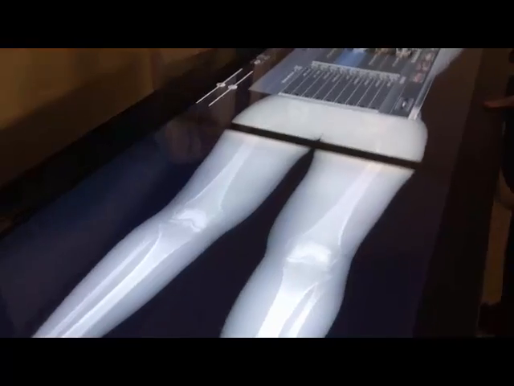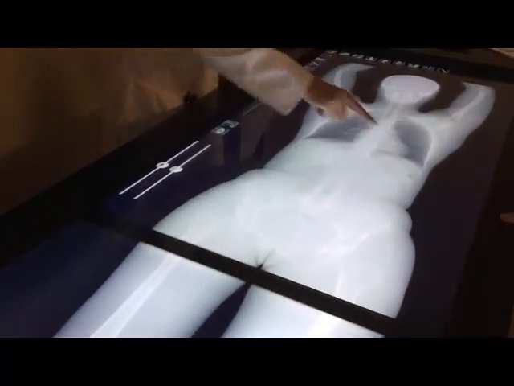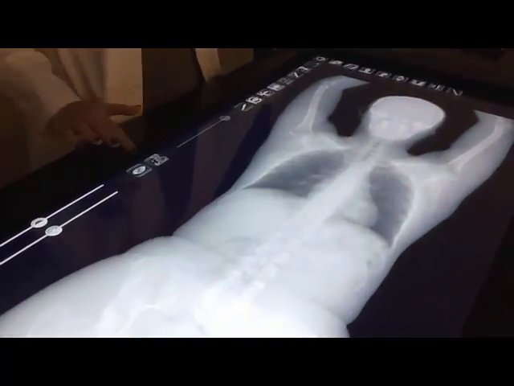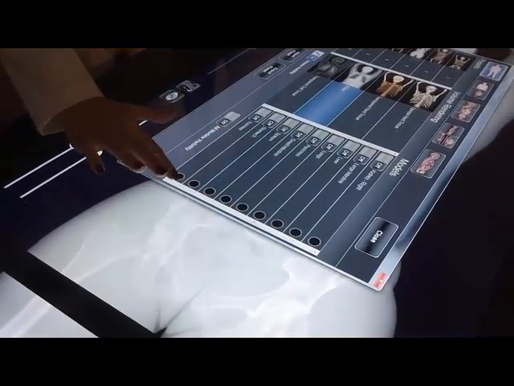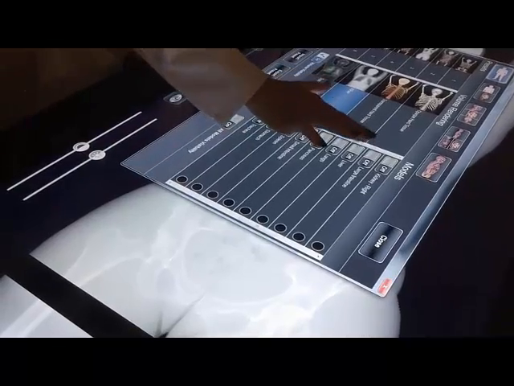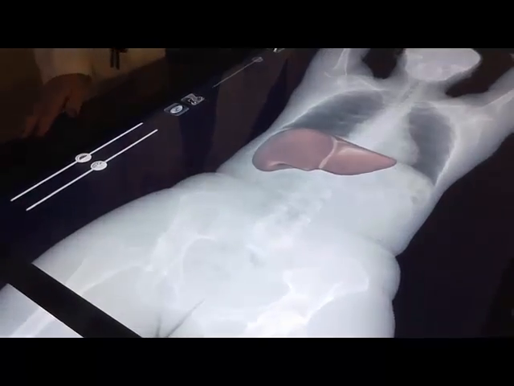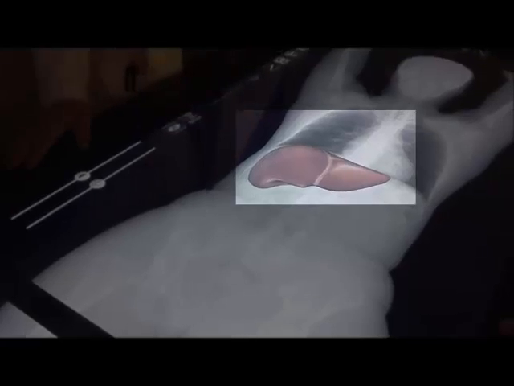You can see the heart pretty well, but I can't really see the liver on this. So tell me, where is the liver? When I look at this, how can I locate the liver? I can turn the liver on, and there you go. You've got the liver, and you can see the location of the liver within the body.